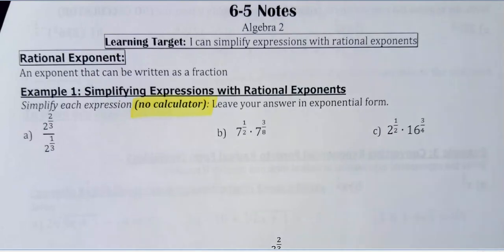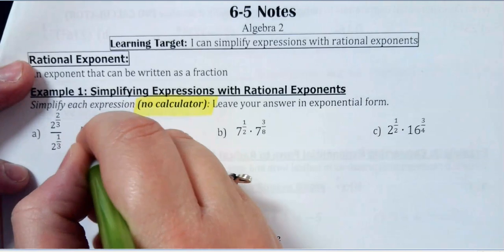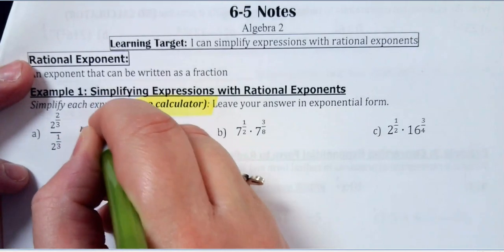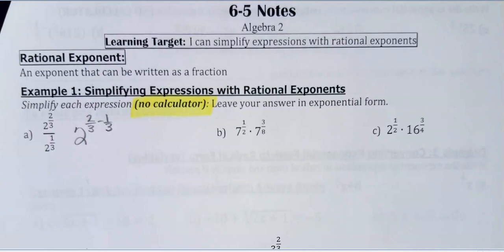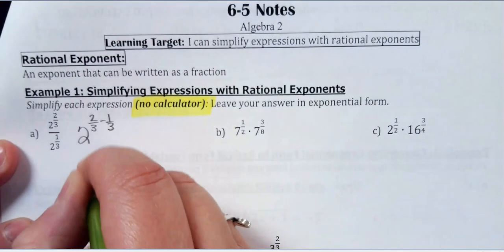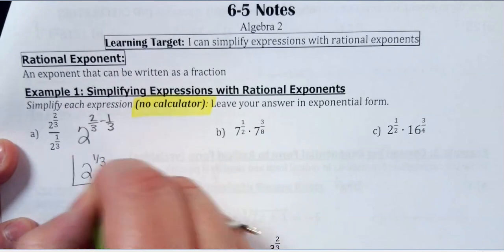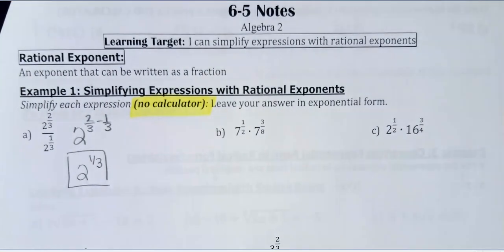And my very first question, this is literally all you have to do. These are like bases. Both of these are 2, right? So if you are dividing, you just subtract the exponents. Both of those are base 2, and you just take the numerator exponent, subtract the denominator exponent. So just do 2/3 minus 1/3, and we're just going to leave it as a fraction. This would be rewritten as 2 to the 1/3 power. That's all you have to do.